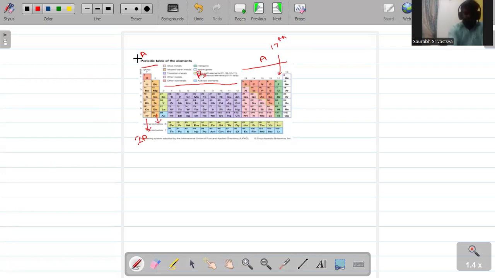Okay, next is the A subgroup. First one, 1A. Then this is 2A. Next, the 14th group is 4A and the 15th group is 5A. The last group in the Mendeleev periodic table.